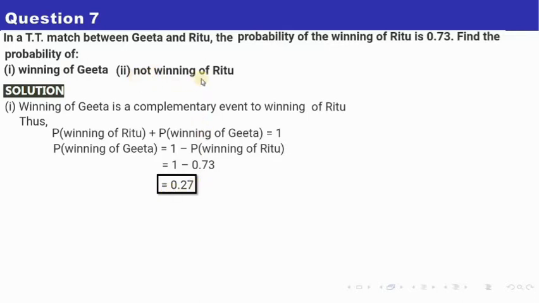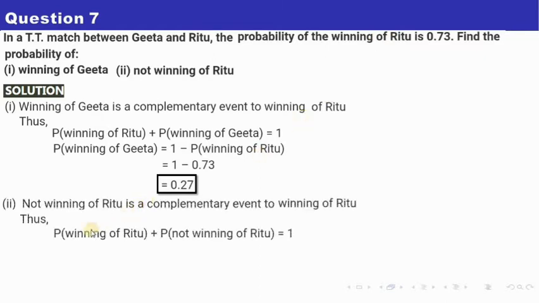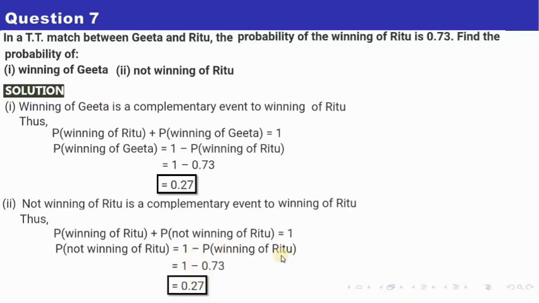Now the next thing is not winning of Ritu. It is given that Ritu wins, and here you are finding just the opposite of that. So again, this event and that event are also complementary events. So the sum of the probabilities of those events occurring will be equal to 1. We need to calculate this. We will take this to the right hand side, put the value, and your answer will be 0.27. You may pause the video to note down.